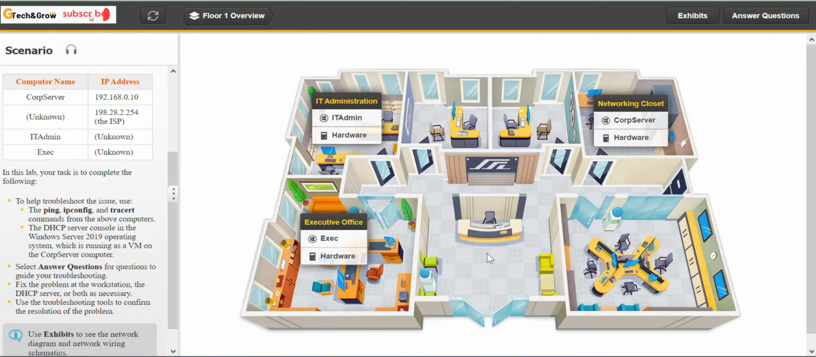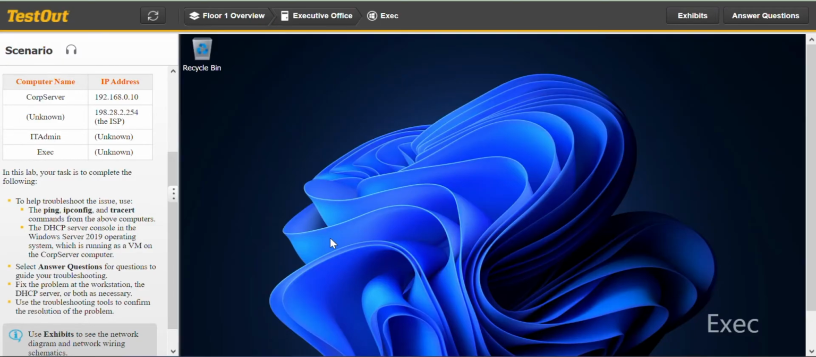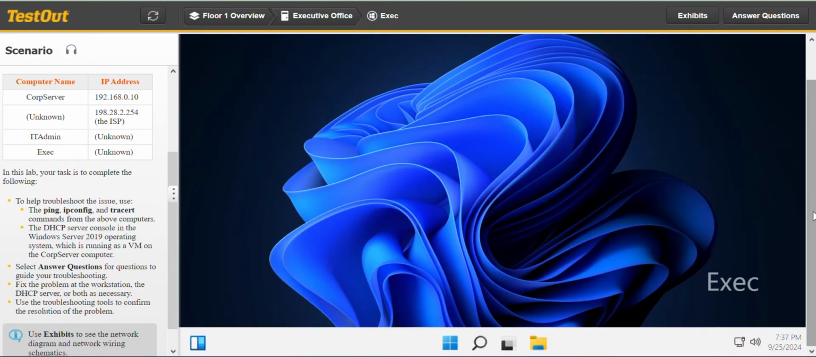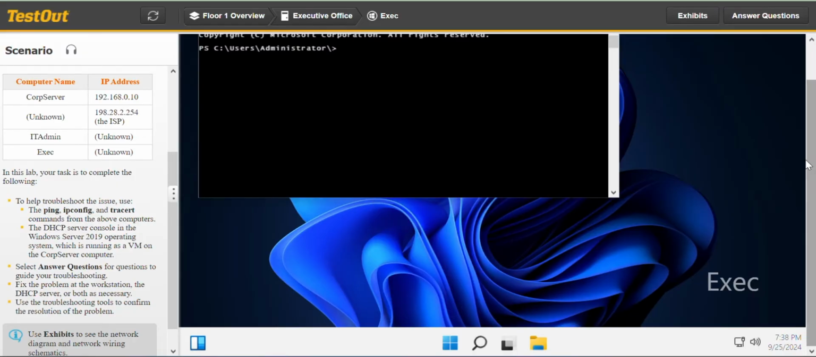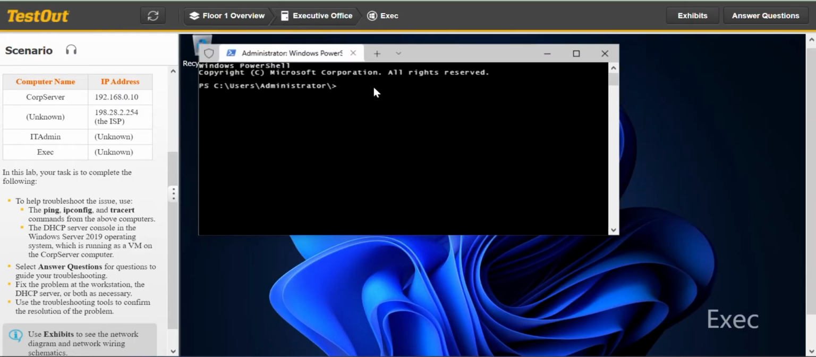So straight away, let's start with the executive, the exec computer. We right click on start and go to terminal admin, and run a ping command. Let's run the ping command for the first IP, 192.168.0.10.